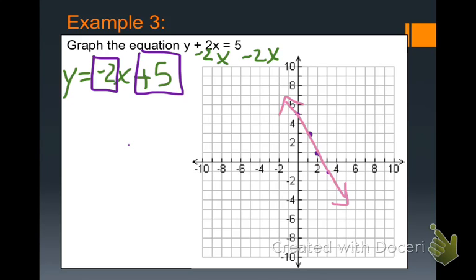So again, this is just another method for graphing. Since you only need 2 points, we can use the fact that we know the y-intercept and then use the slope to find a second point. And that's it for this section.